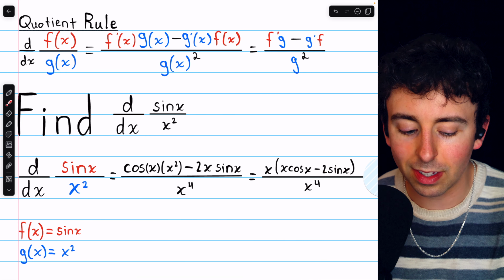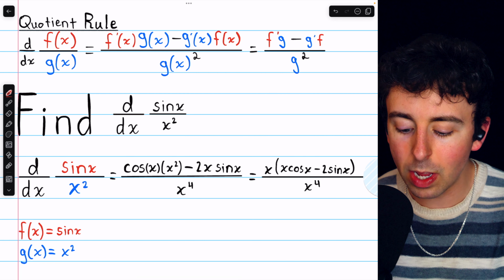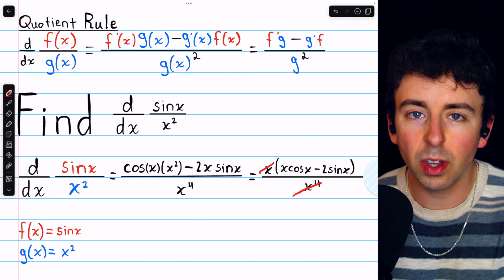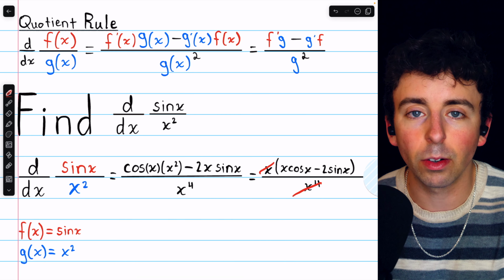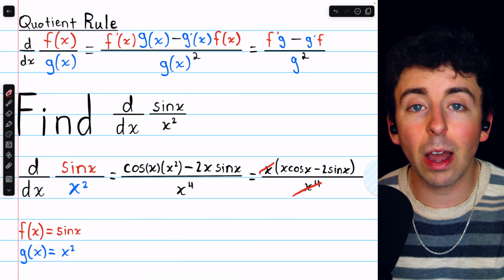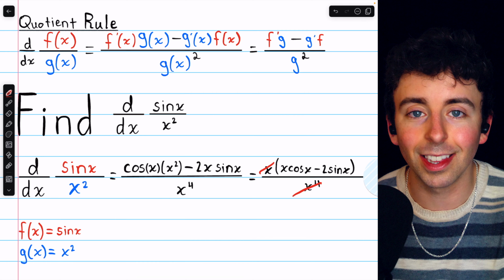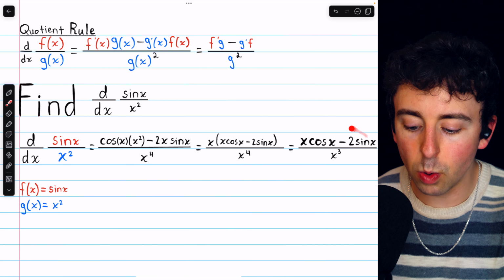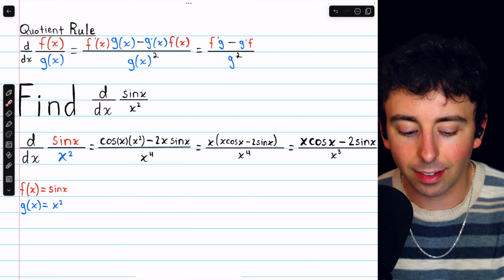In the denominator, we still have x to the 4, but now we have a factor of x in the numerator that we can cancel out with one of those factors of x in the denominator. So now we'll have 3 factors of x in the denominator. And that gets us here to our final answer. The derivative is x cosine x minus 2 sine x, all divided by x cubed.